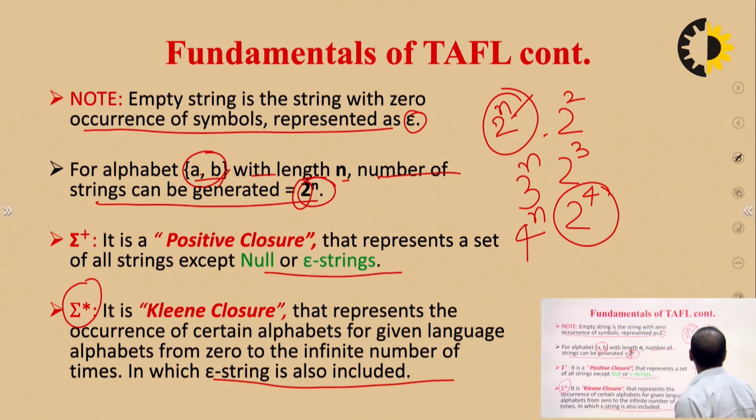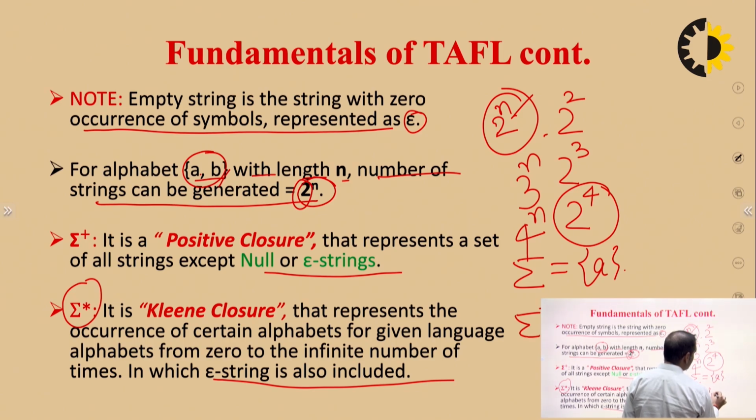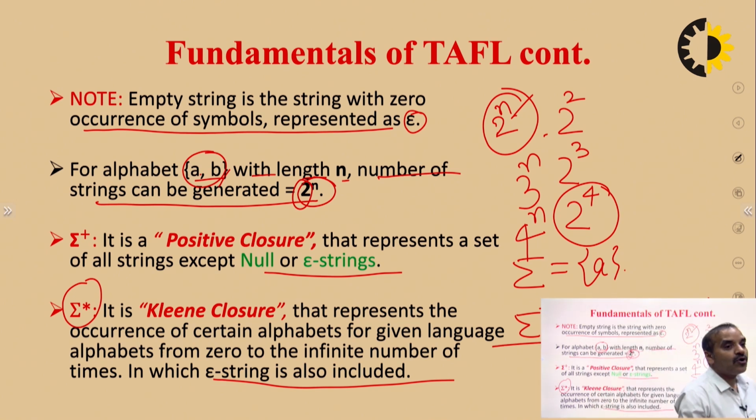That means if sigma equals A and we want to write sigma star, we write null, then A, then double A, then triple A, etc. The set of 0 or more strings is called sigma closure. And when we remove null from this sequence, we get sigma plus.